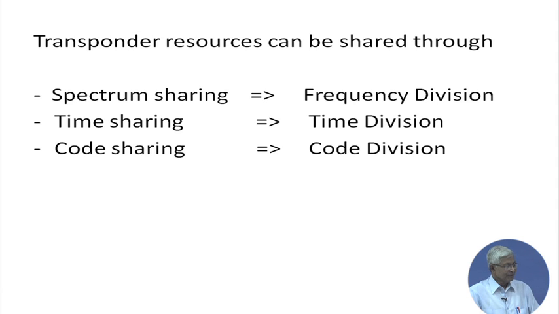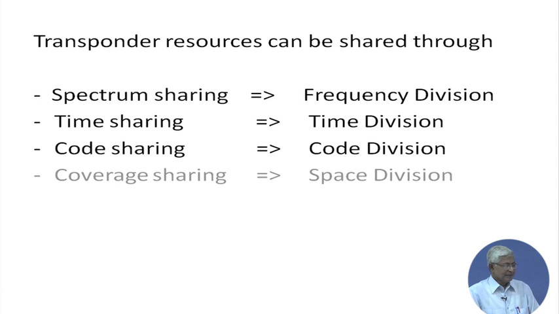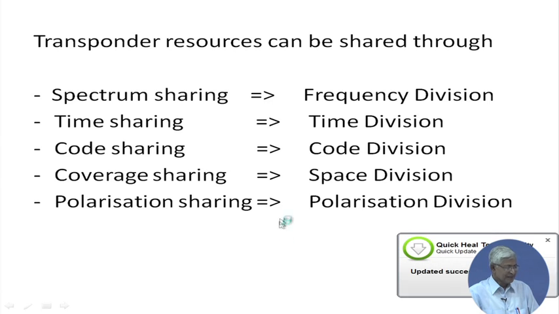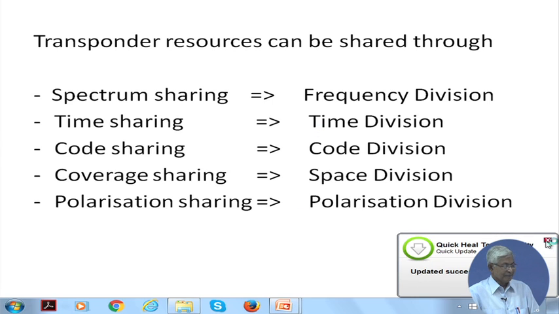Is there any other possibility? Yes. In terms of coverage area, because the satellite can generate some spot beams, and each spot beam will cover a certain area. So, if it is coverage area, it is space actually. So, it is called space division multiple accessing. In terms of polarization, if you do polarization division, there are many possibilities. So, some of them we will try to cover here.